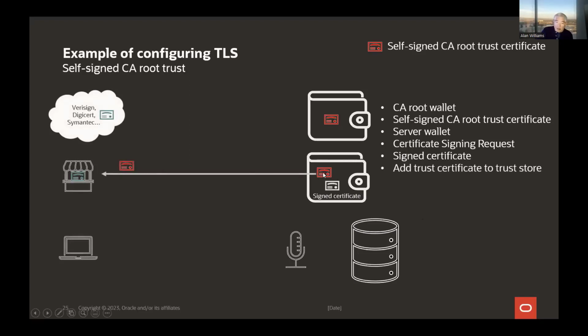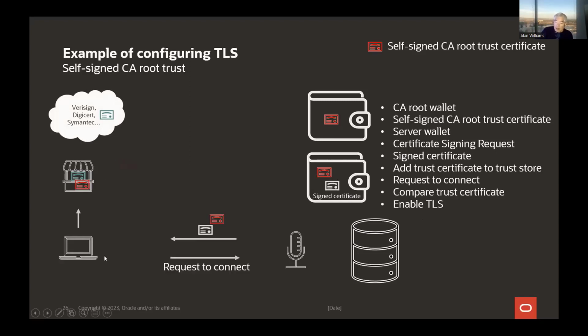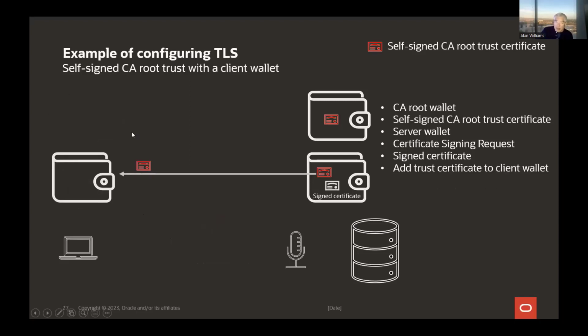That certificate, the self-signed CA root trust certificate, has to get into the client. Well, we recommend going into the client store, and it can be done at provisioning time, or maybe it has to be done manually by the user. Then the same steps: the client requests to connect. You get the certs back from the database server, and it looks it up in a trust store. And because the self-signed cert is in there, it can go ahead and validate it and complete the TLS connection.